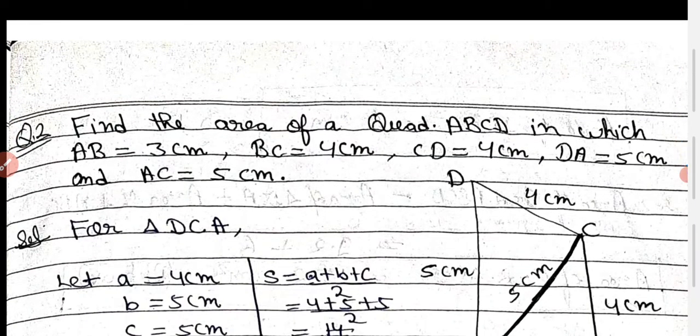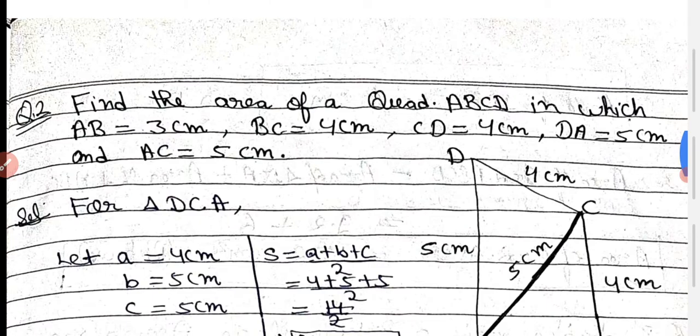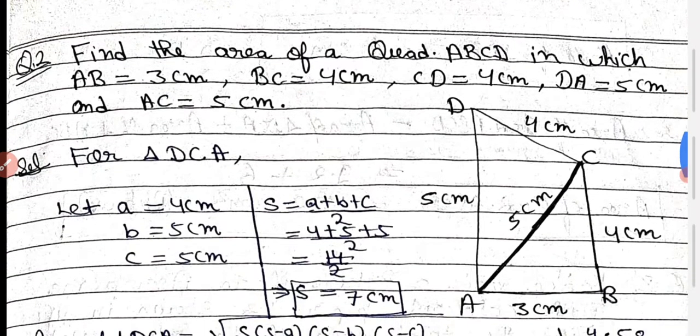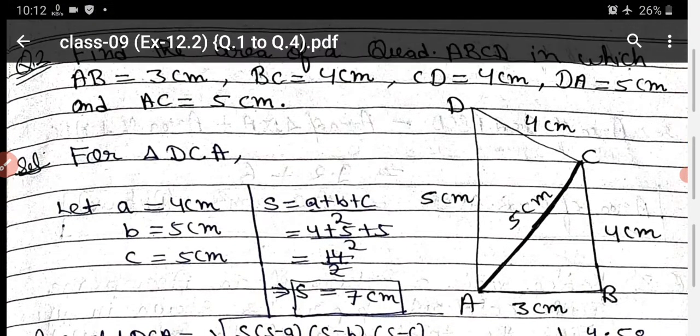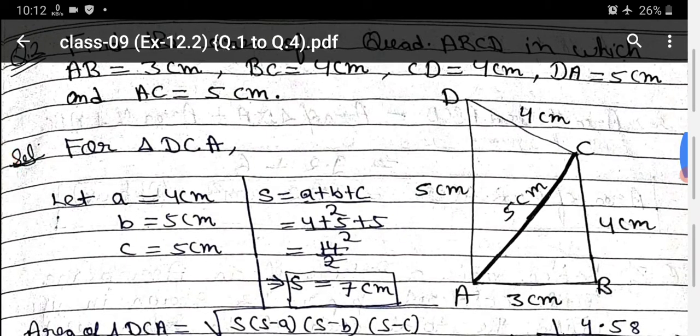Now look at question number two. Find the area of the quadrilateral ABCD in which AB is equal to 3 meter. It is given here: AB 3, BC 4, CD 4, DA 5 and AC 5. Now it is a quadrilateral ABCD in which all dimensions are given.